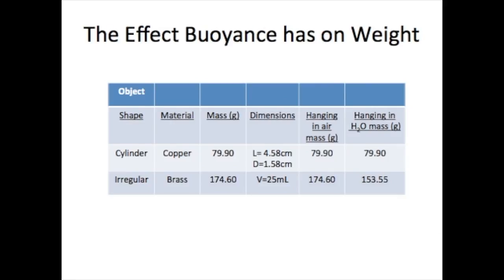We also tested Archimedes' principle to see if the buoyant force affected the weight of a submerged object. We started by weighing a brass valve on the scale. Then we tied a string around the valve and hung it from the scale and submerged the valve completely underwater. Then compared the weights. The weight of the valve to begin with was 174.6 grams, while the weight of the valve when it was submerged was 153.5 grams. We then tested a solid copper cylinder to make sure that the weight results were consistent, and they were.